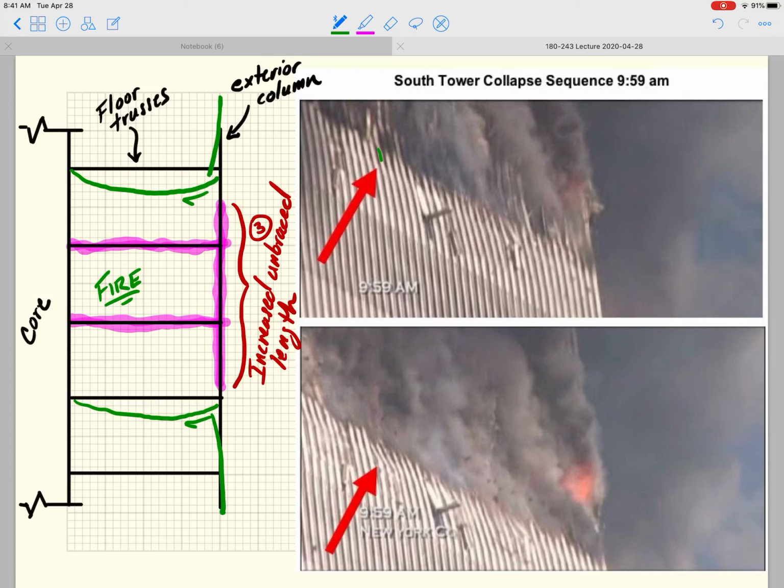So what you can see, this is the collapse sequence right before, what is this? The south tower. So this is right before Tower 2 collapses, right? You can see the columns are starting to bow in, right? They're being pulled inward because of the sagging of the floor trusses, right?